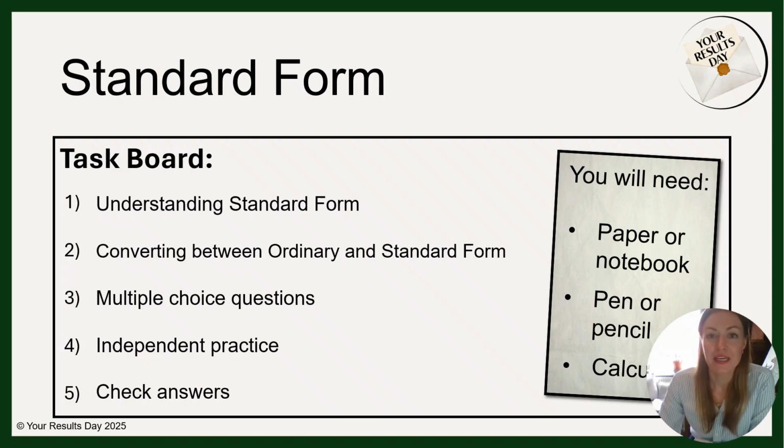This lesson is going to be about writing numbers in standard form and converting between standard and ordinary form. As always, if you want to have a go at any of the questions in this video, grab yourselves a pen and something to write on. Standard form at this level is primarily a non-calculator topic. However, if you want to have a calculator to hand to help you out or to check your answers, you're more than welcome to do that.